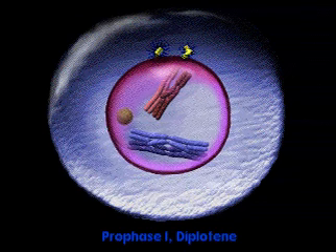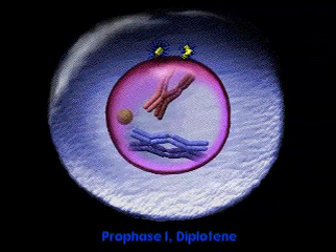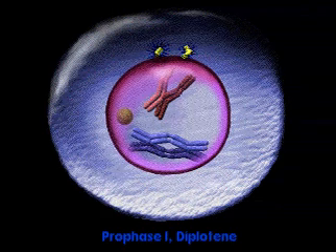In diplotene, homologs begin to repel each other, and visible separations appear between the homologs. The homologs are now held together only by the chiasmata.